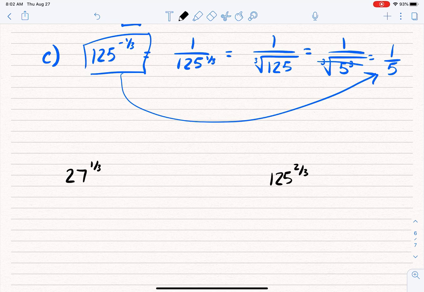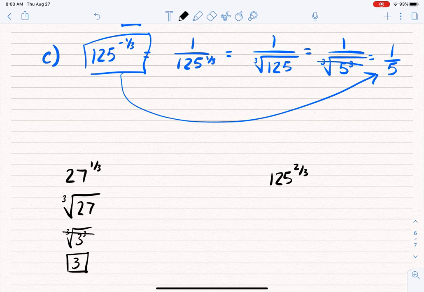Okay, and hopefully you're back. All right, 27 to the 1/3 power. This should be a pretty simple one. Remember, the top is the exponent, 1. When we raise something to the 1 power, it's just the same thing. And the bottom is the root. So this is the same thing as the cubed root of 27. And the cubed root of 27 is the same thing as the cubed root of 3 to the 3rd, because 3 times 3 is 9, times 3 is 27. And so then these cancel out, and I'm left with an answer of just 3.